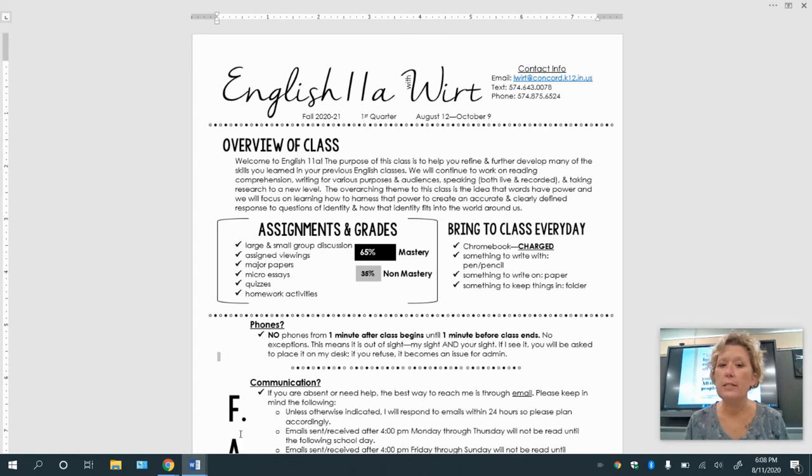The overarching theme to this class is the idea that words have power. We're going to focus on learning how to harness that power to create an accurate and clearly defined response to questions of identity and how that identity fits into the world around us. I'm talking about your identity, and I'm not just talking about how, well, my name is Layla Wirt and that's my identity. No, it's at such a deeper level than that. So we're going to work through that.